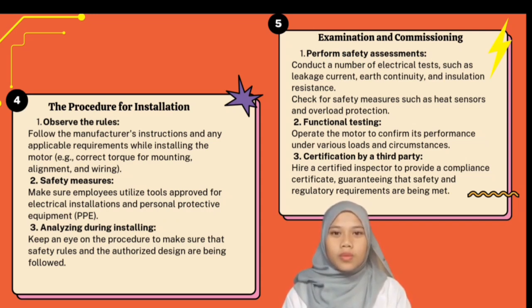Perform safety assessment. Conduct a number of electrical tests such as leakage current, earth continuity, and insulation resistance. Next, check for safety measures such as heat sensors and overload protection. Functional testing: operate the motor to confirm its performance under various loads and circumstances. Certification by a third party: hire a certified inspector to provide a compliance certificate, guaranteeing that safety and regulatory requirements are being met.